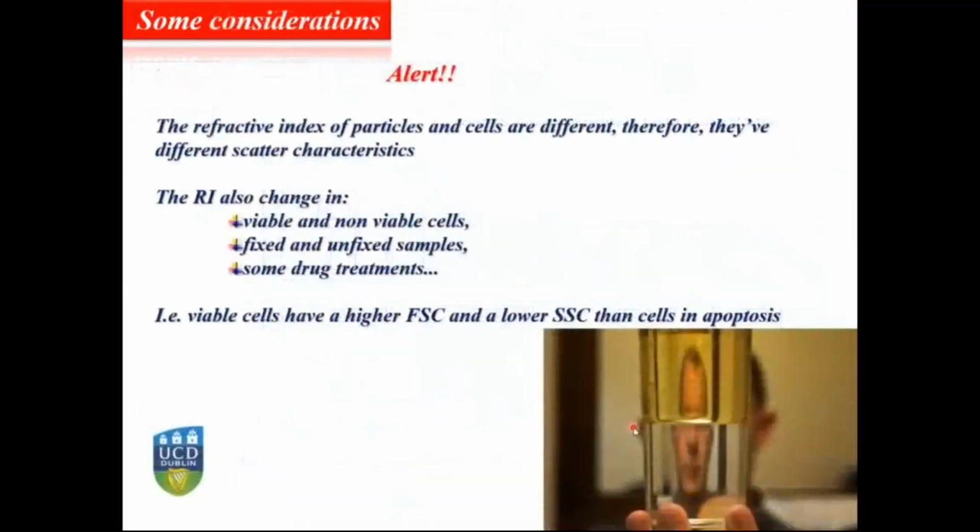And why is this? Because what we are looking at is not size and it's not density. Forward and side scatter are always related to my refractive index. Things like in cells, viability or non-viability, will affect my refractive index. If we fix or do not fix the sample, or if we have different drug treatments, this will affect my side scatter and my forward scatter. So anything that could affect my refractive index will affect the values of my forward and side scatter, as I showed you before when we were looking at the different particles and how many of them we can differentiate.